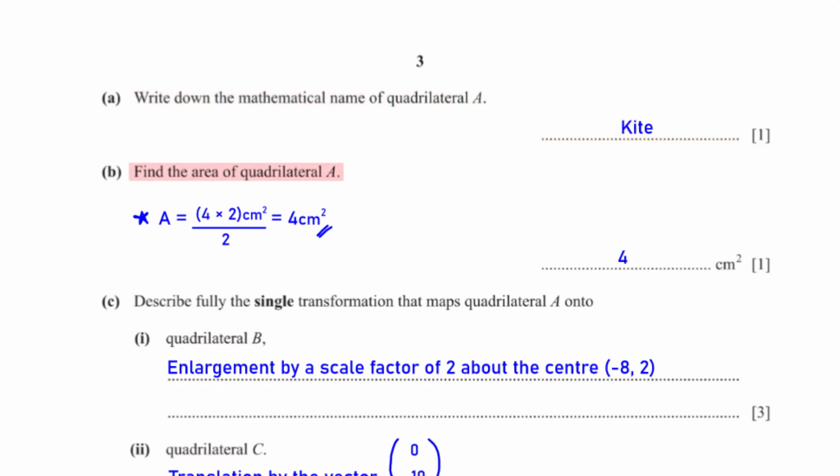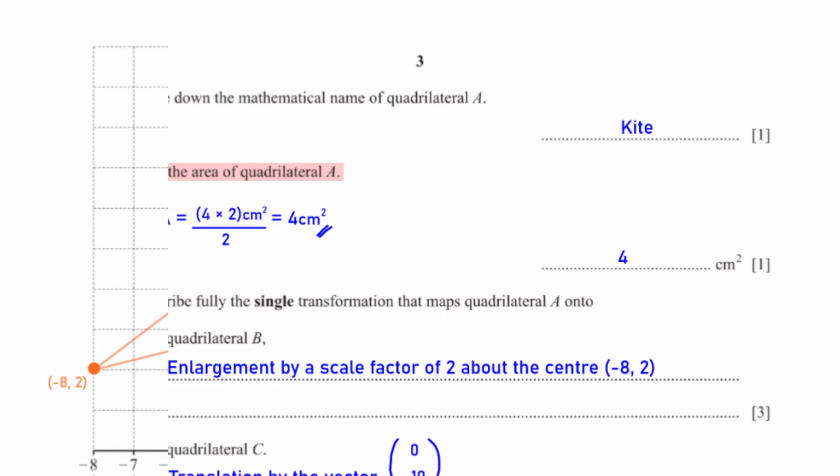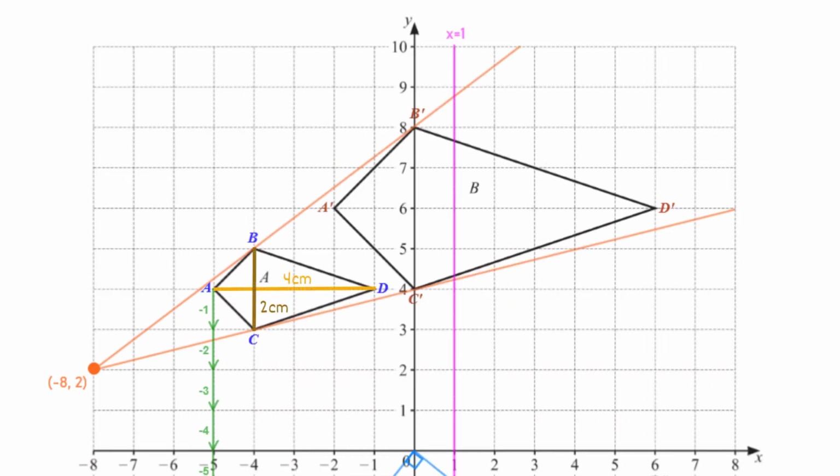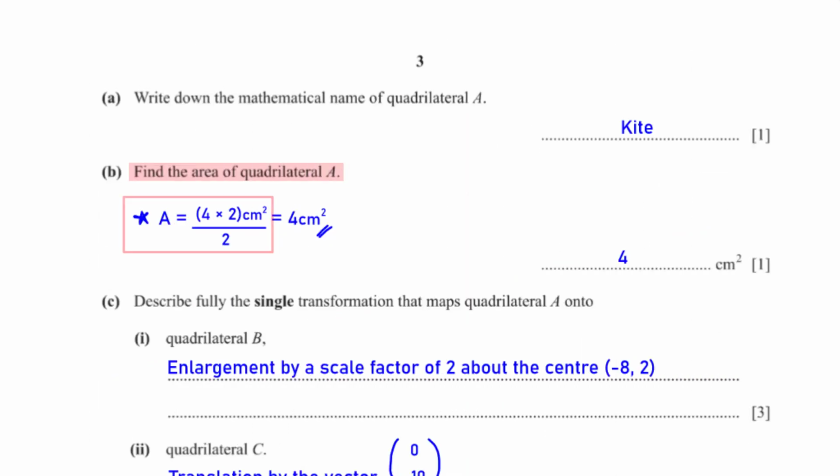Find the area of quadrilateral A. The lengths of the diagonals of the kite are 4 centimeters and 2 centimeters. So the area of the kite is equal to the product of its diagonals, 4 times 2 centimeters squared, divided by 2. This gives us 4 centimeters squared.